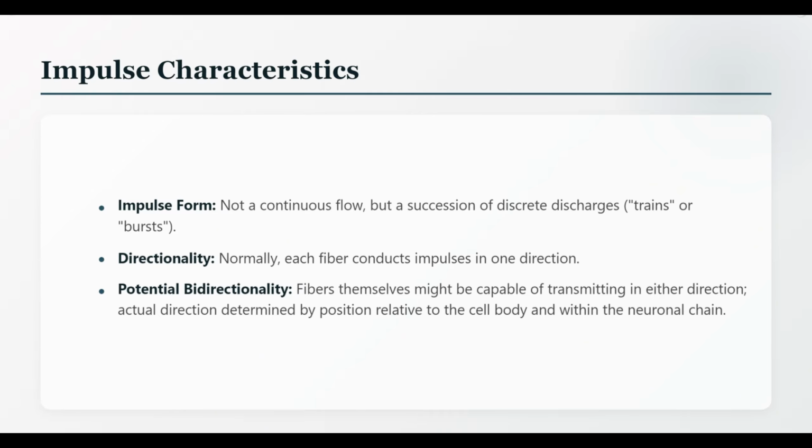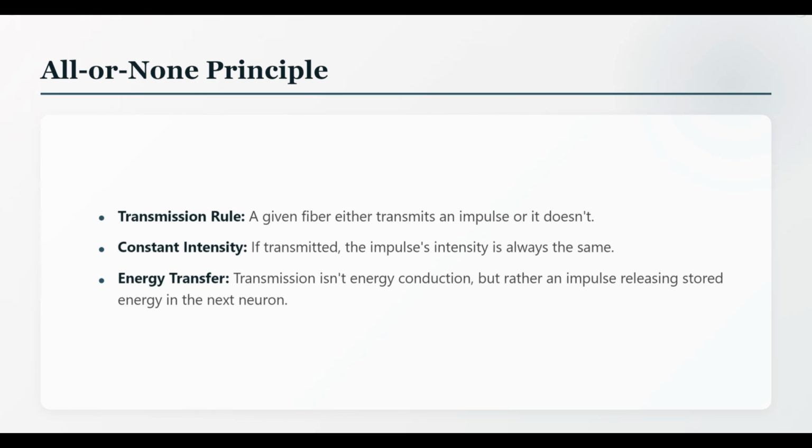What determines the direction? Likely its position relative to the neuron's cell body and its place in the chain of command. It's like a pipe that can carry water either way, but the plumbing setup dictates which direction the water actually flows. This leads us to a classic principle, all or none.